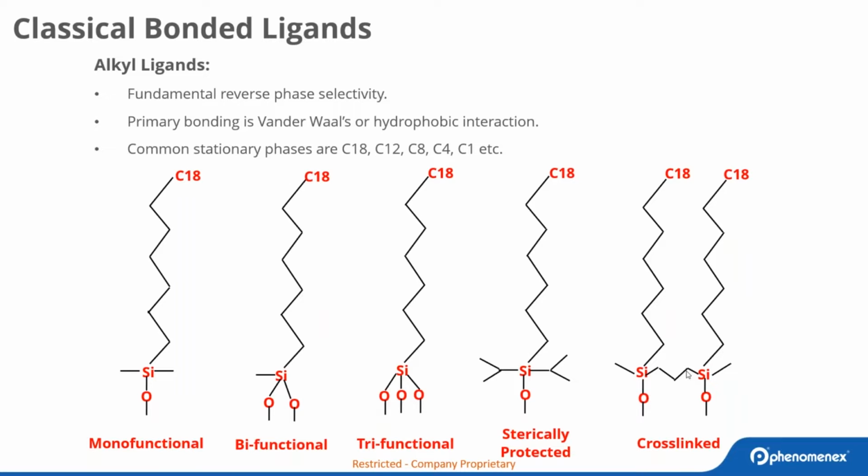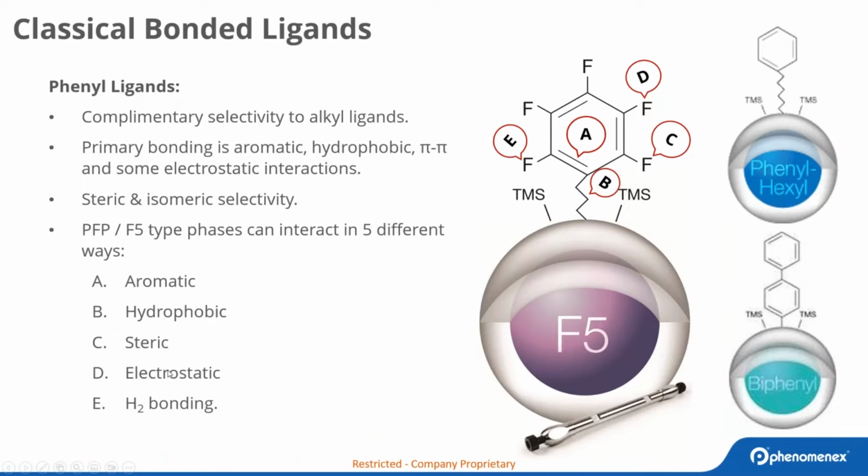However, this cross-linking should not be confused with a full hybrid silica particle, where the organic moiety is the main component of the particle construction and not just on the surface of the particle. So here we're talking about not alkyl but phenyl ligands, right? So you have phenyl ligands as a complementary selectivity to alkyl ligands that were shown on the previous slide.